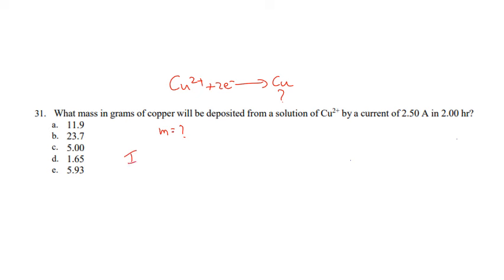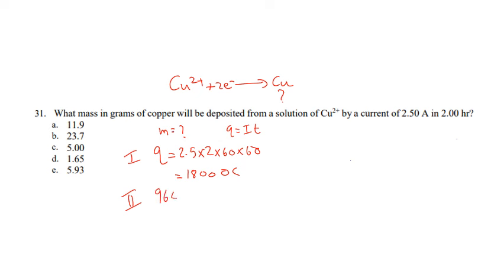So the first step is I will calculate Q equals I times t. Current is 2.5 times time is 2 hours. I have to convert that into seconds. So that is Q equals It I am using, and then when you plug it in the calculator, that will give me this much charge in coulombs. The second step is I will find how many electrons this many coulombs equals.